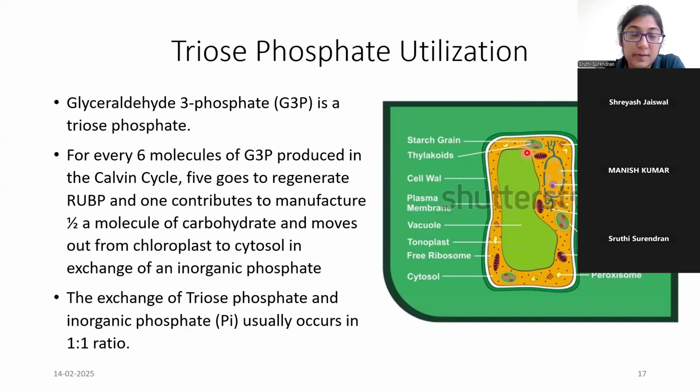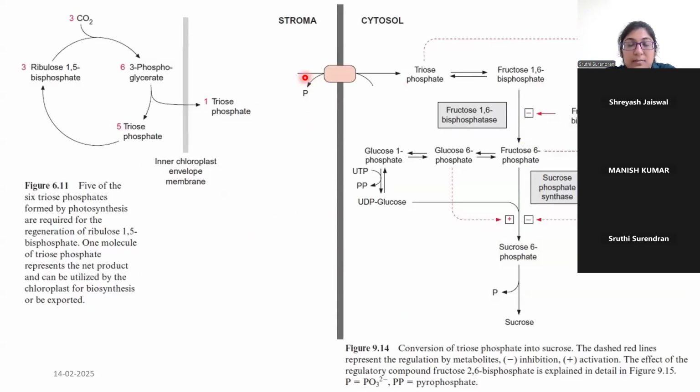I just wanted to revise this triose phosphate utilization. In triose phosphate utilization, for every 6 molecules of G3P produced, 5 go for regenerating RuBP and only one molecule is going for carbohydrate, which will move out from the chloroplast to the cytosol. And in exchange, one inorganic phosphate molecule is provided into the stroma. So this is the triose phosphate utilization, just to understand that from the stroma, this triose phosphate is going to go here. In here, all the glucose manufacture is going to take place. In place of this triose phosphate, the cytosol is going to give back one phosphate molecule.